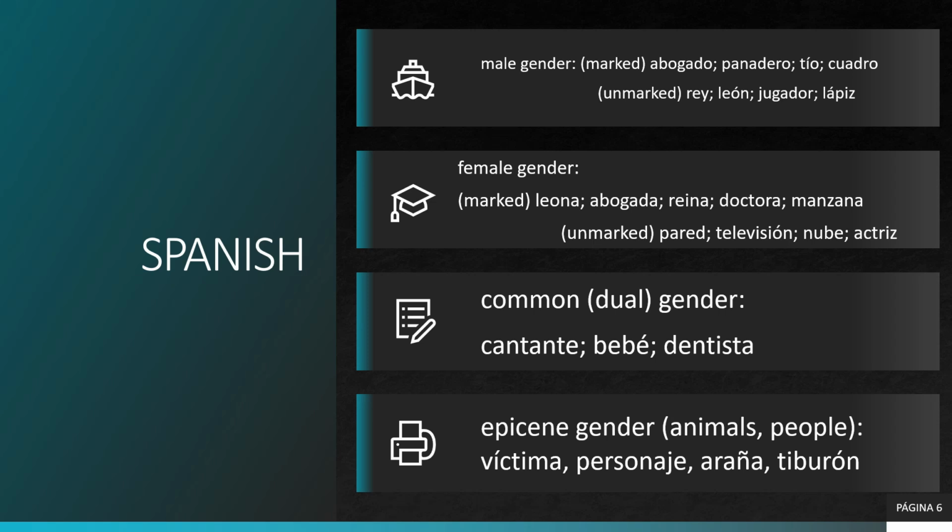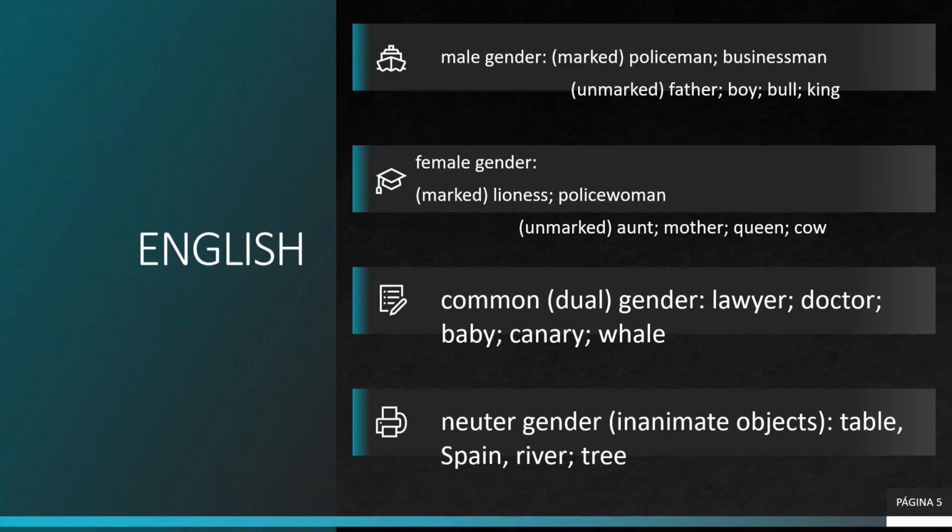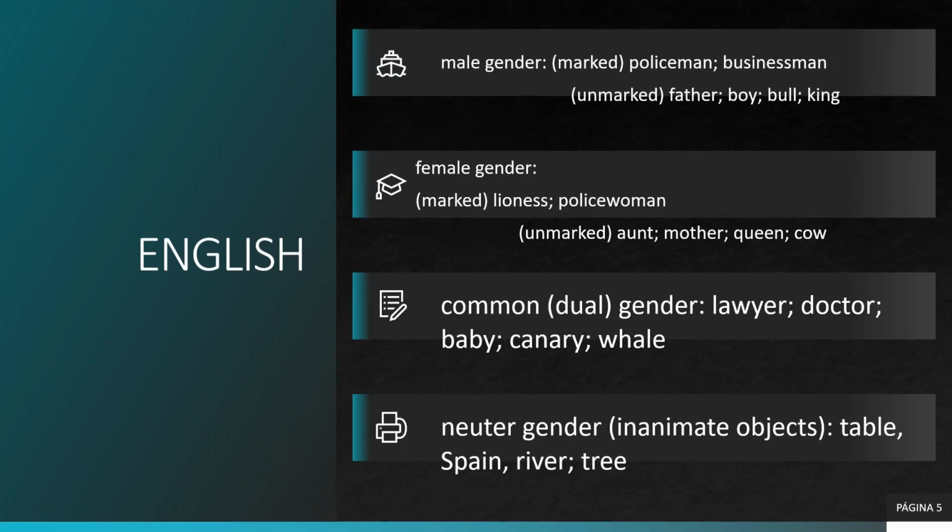And something important to stress here is what happens with cuadro, lápiz, manzana, pared, televisión, nube. The panorama here is quite different. In English, these objects always have neuter gender. They are neuter gendered nouns. But in Spanish, neuter gender doesn't exist.